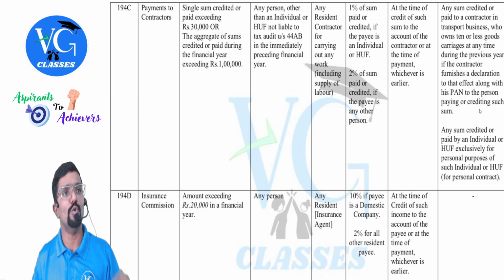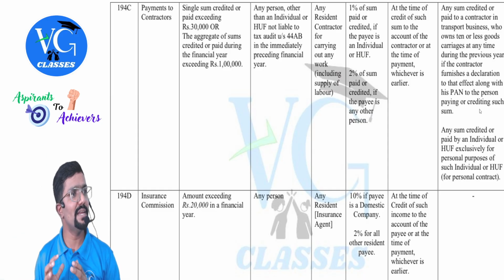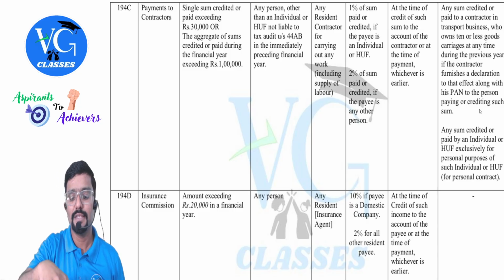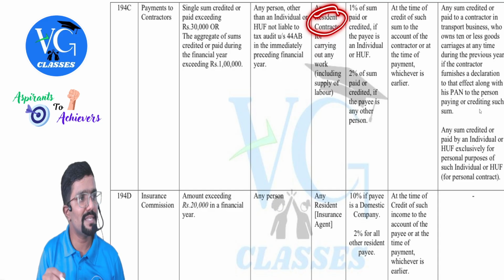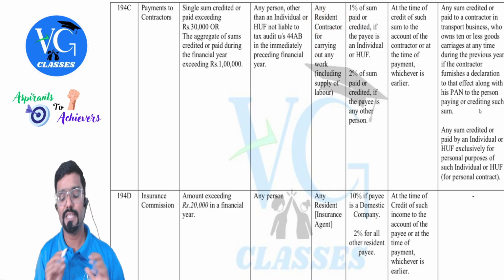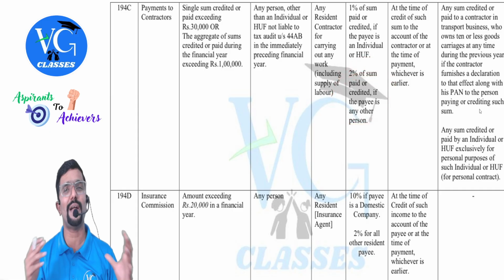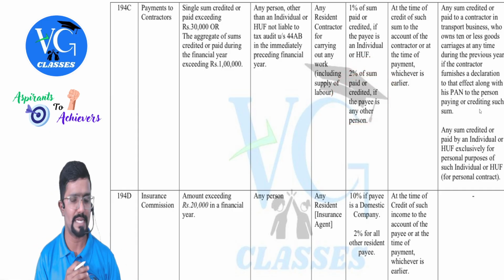Next case, assume you are a company. I am making payment to you. How much TDS should I deduct? 2%. So if the payee here is nothing but the contractor, guys, this guy, if this person is an individual or HUF, how much TDS, people? 1%. If it is any other person, how much TDS, people? 2%. Any other person means like company, partnership firm, AOP, BOI, like that.